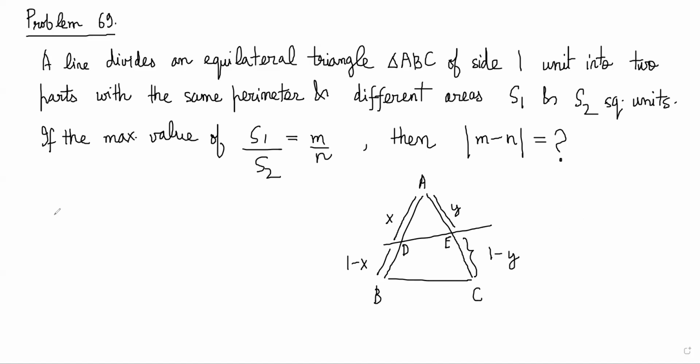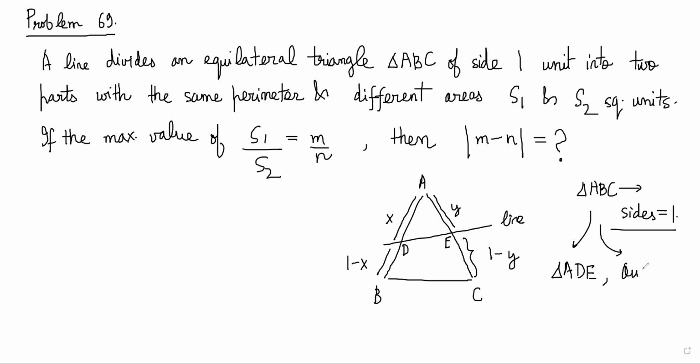So basically there was a triangle ABC which was equilateral and each side of the triangle was 1 unit. And now you have two parts of that triangle divided by this line. And the two parts are triangle ADE and quadrilateral BDEC, right? And the question has said that the two parts have the same perimeter but different areas S1 and S2. So let's call this S1 and this S2. And let's call the triangle's area S.